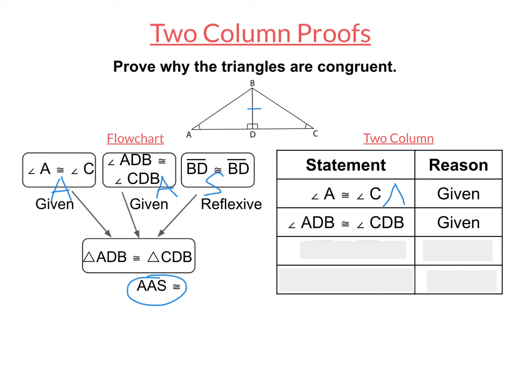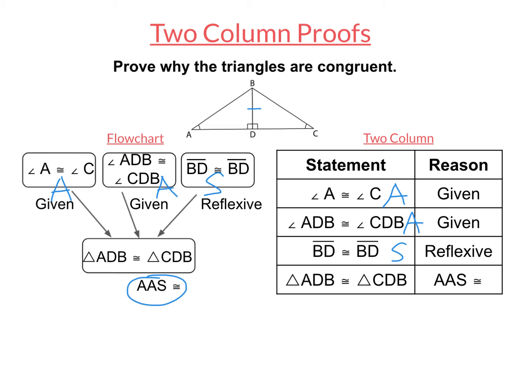So we're given in this proof, just like we did in the flowchart, two angles. So then the third statement would be to show our reflexive side. In other words, that those two triangles have that side in common. So once we've established two angles and a non-included side, I then can say that the triangles are congruent using our double AS triangle congruency property. So as you can see, it's a very similar way to show the logic, just instead of a flowchart, in a T-chart where statements are on the left, reasons are on the right.